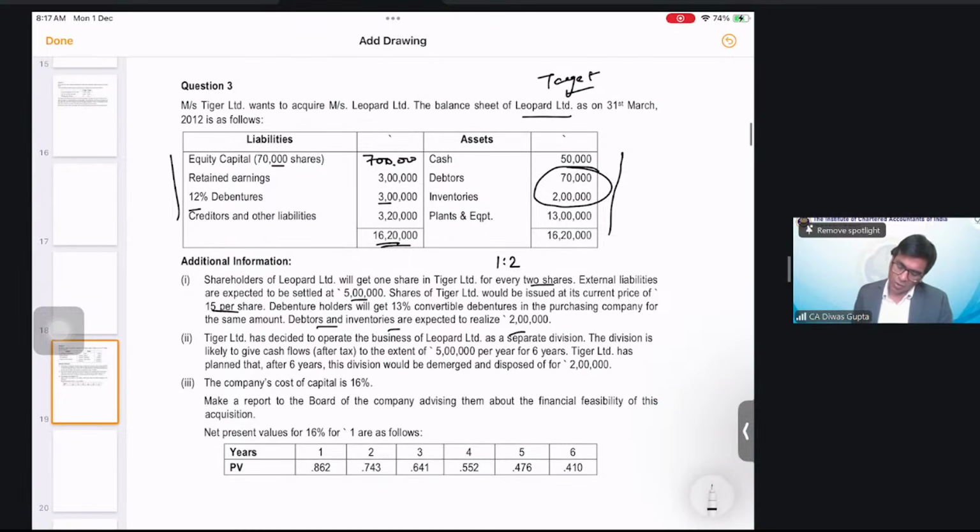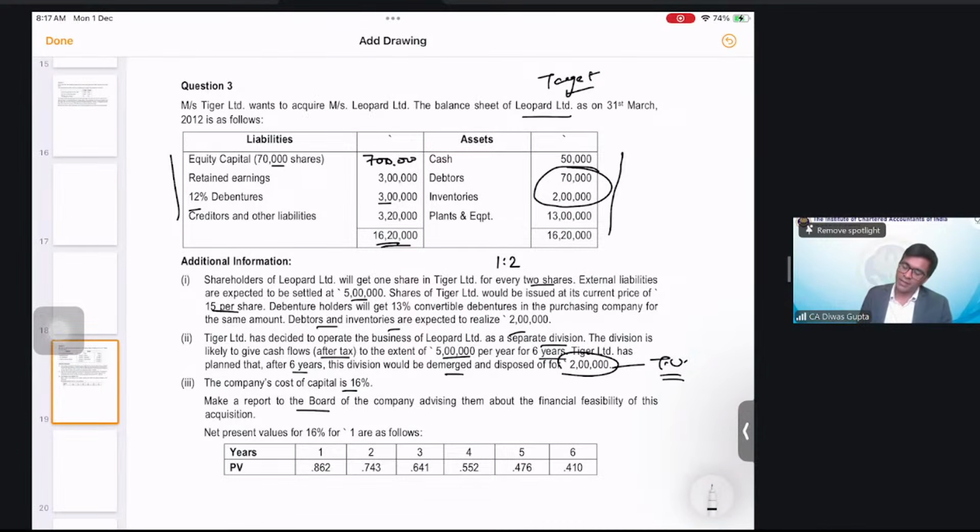Tiger Limited has decided to operate the business of Leopard Limited as a separate division. So once the takeover happens within Tiger, it will operate as a separate division. The division is likely to give cash flows after tax to the extent of 5 lakh per year for 6 years. So this division will give you 5 lakh rupees per year for the next 6 years. Tiger Limited had planned that after 6 years, this division would be demerged and disposed of for 2 lakh. So this is a terminal value. After 6 years, the terminal value is 2 lakh, and the recurring cash flow till 6 years is 5 lakh. The company's cost of capital is 16%, that means their discount rate is 16%.